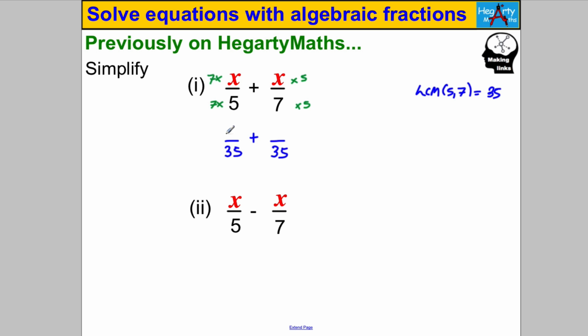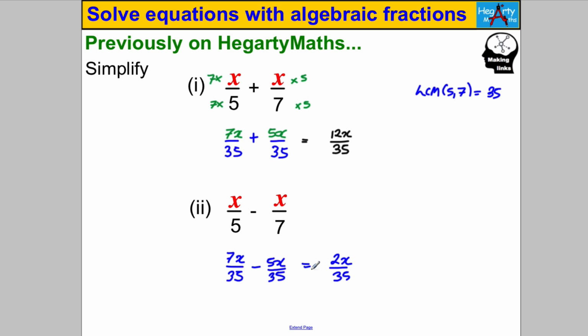What does this therefore become? Well, it would be 7x. This therefore would be 5x. And 7x over 35 add 5x over 35 is going to be 12x over 35. And that is this expression here simplified. It would be the exact same in this case with the subtraction, other than we'd have 7x over 35 subtract 5x over 35, and we would get ourselves the simplified answer 2x over 35.